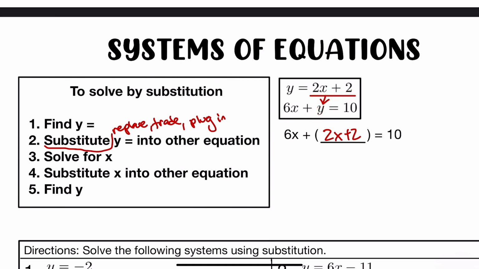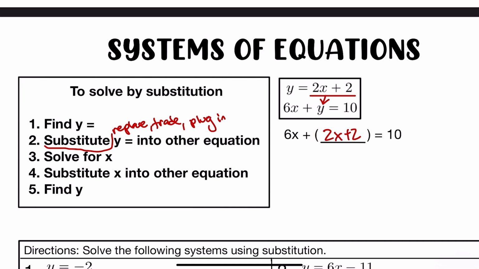All right, so let's continue with this. This is basically just going to be solving from here. So we got 6x plus 2x plus 2. Okay, so I'm going to look right here. I don't see any numbers here, so that means there's going to be an invisible 1.